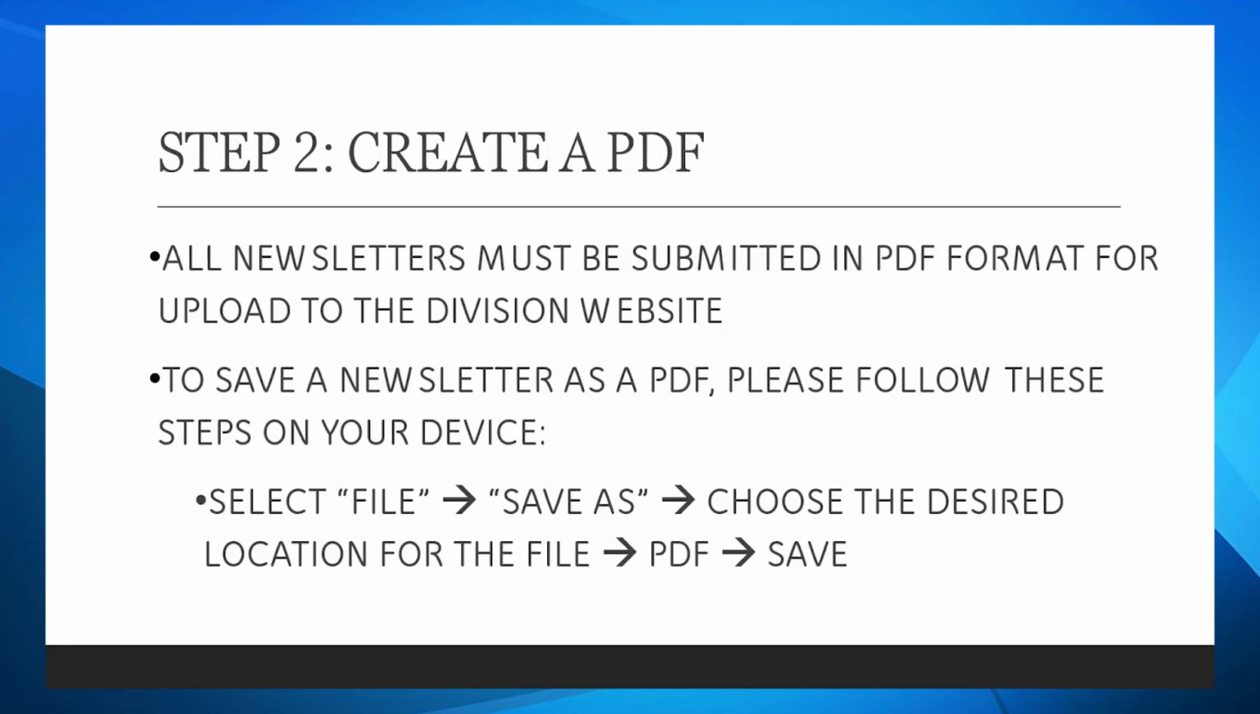You'll then need to determine the location on your device where you want to save the newsletter. Now, I always save documents to my desktop so I can easily find them. Now, be sure to save it as a PDF by clicking Save As Type down in the lower part of the document and selecting PDF from the menu. And then you simply click Save.